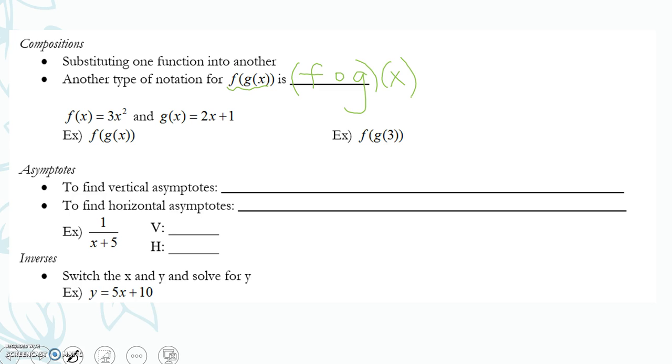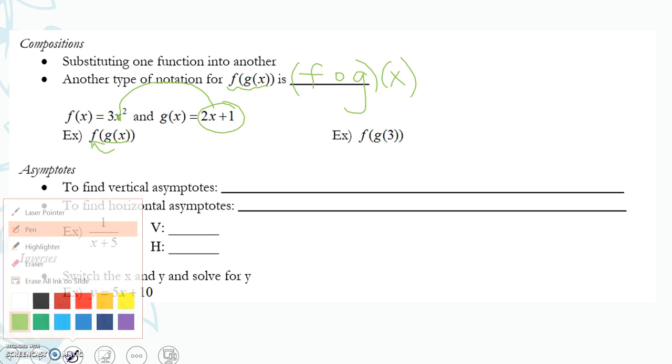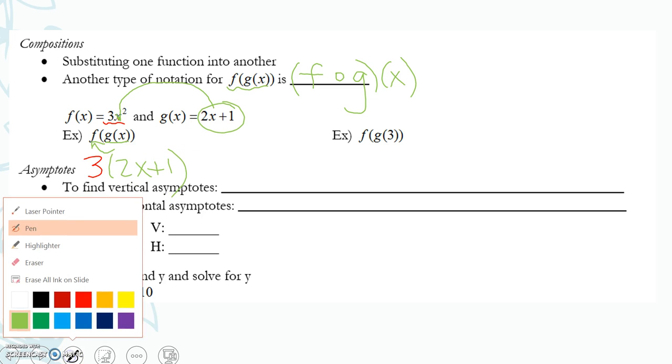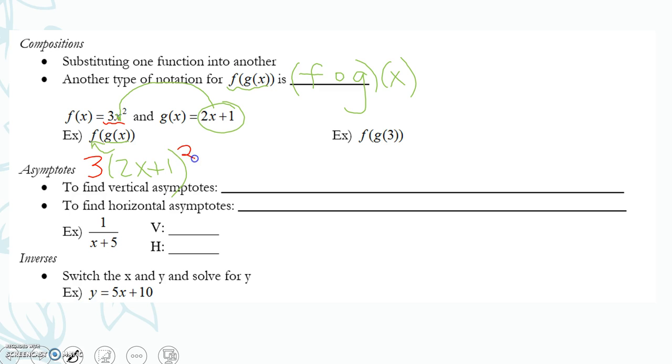So the first one's asking you to take g and plug it into f. So I'm taking g and I'm plugging it in for this x right here. So it's going to look something like this. If my f function's read, I'd have 3, but then I'm plugging in 2x plus 1 for the x, and then squared. You are going to have to simplify this one, and there's one just like this on your worksheet today.